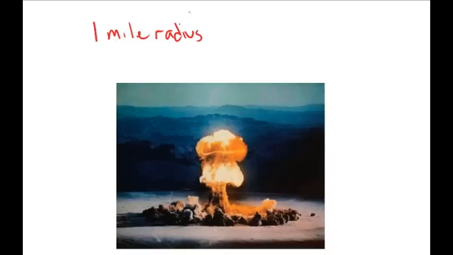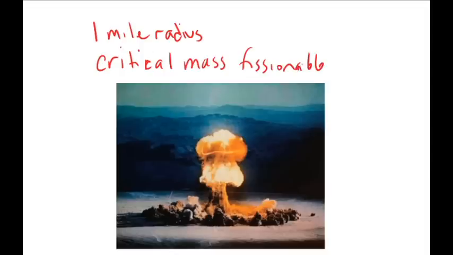In order to have a nuclear explosion occur, you have to bring together a critical mass of fissionable material. That is, a certain amount of the fissionable material needs to come together such that the fission reaction is sustained as a chain reaction.